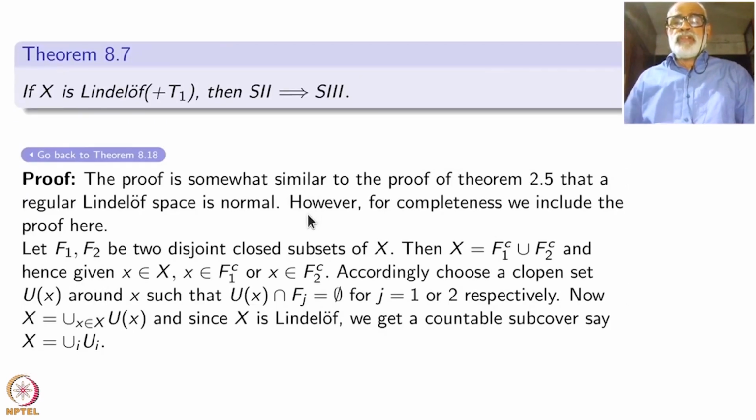The proof is somewhat similar to what we had done long back, maybe theorem 2.5, that a regular Lindelof space is normal. However, for completeness, we include the proof here, because we are not exactly doing normality here, nor are we exactly using regularity. Both are stronger hypotheses. S2 is stronger than regularity, S3 is stronger than normality. So let us go through this proof carefully.